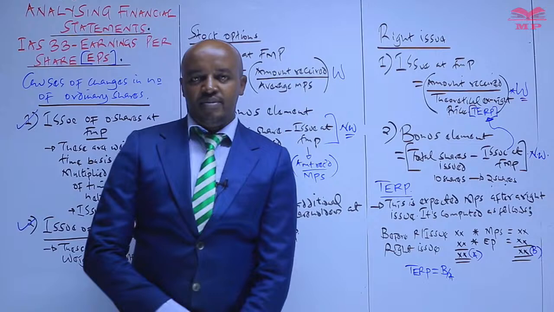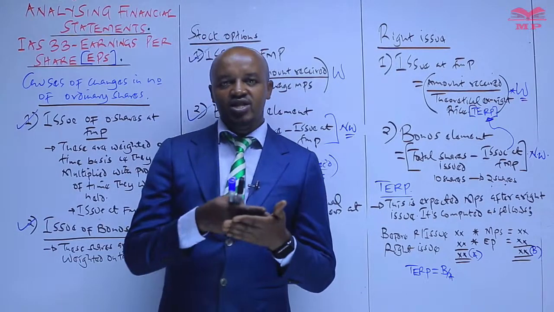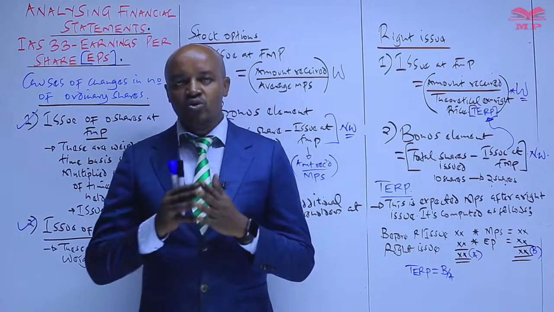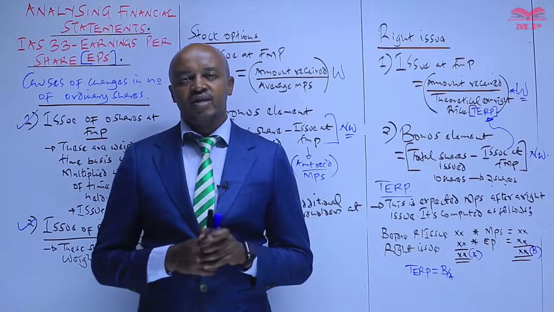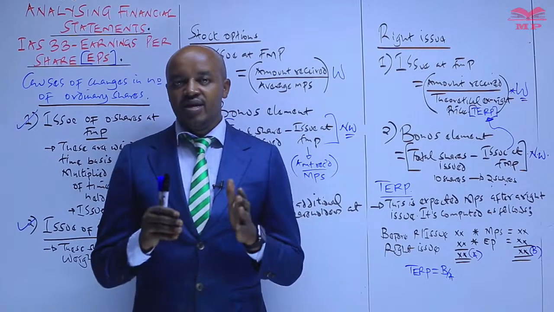So basically that's what you need to know. Those are some of the reasons why the number of ordinary shares issued at the start of the year will change. So you now have to know how to deal with those different types of issues, specifically when computing the earnings per share, or the basic earnings per share.